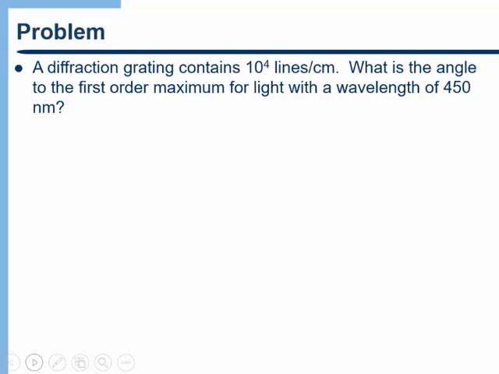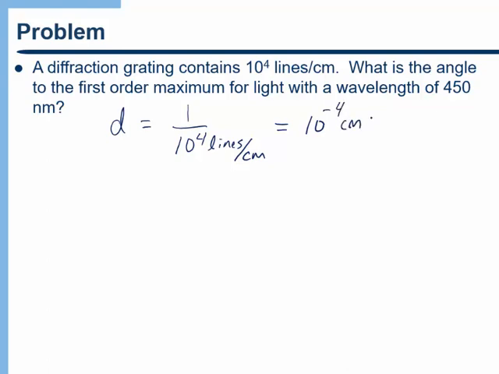It says a diffraction grating contains 10 to the 4th lines per centimeter. What is the angle to the first order maximum for light with a wavelength of 450 nanometers? Okay, so we've already figured out that d is 1 over 10 to the 4th lines per centimeter, which was 10 to the negative 4th centimeters per line, or 1 times 10 to the negative 6th meters. That's going to be our value for d.